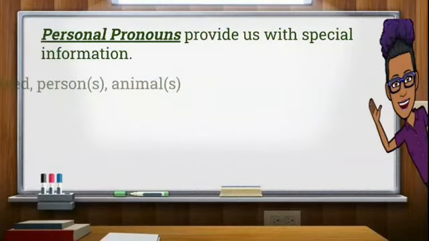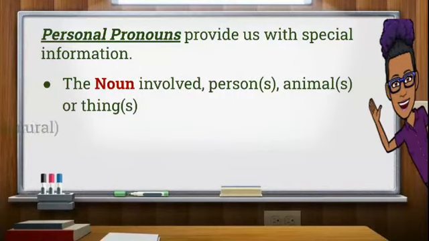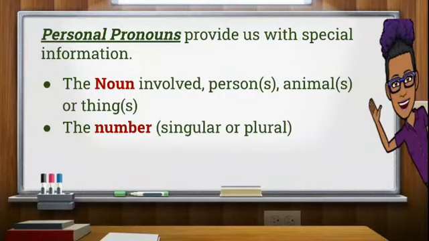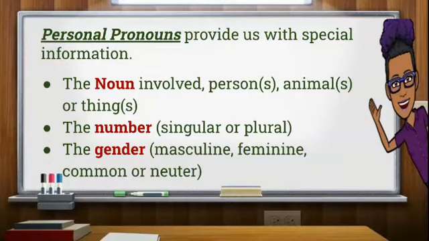Now, personal pronouns provide us with special information. They provide us with the noun involved, like person or persons, animal or animals, or thing or things. They also provide us information on the number, singular or plural. They also provide us information on the gender: masculine, feminine, common, or neuter.